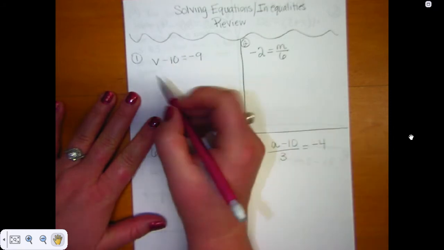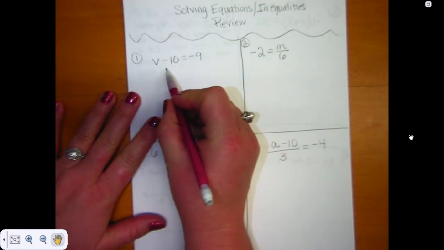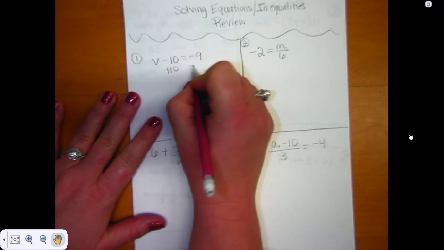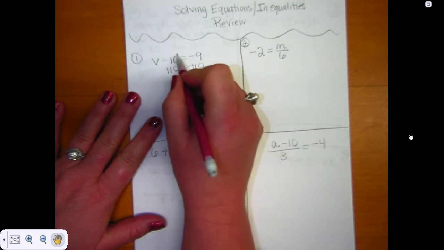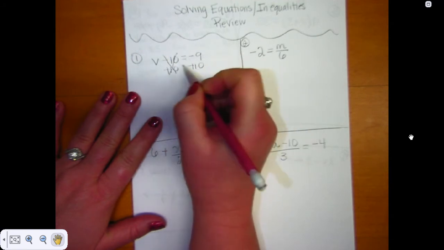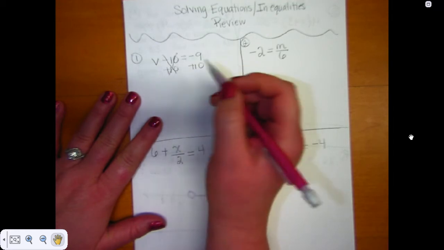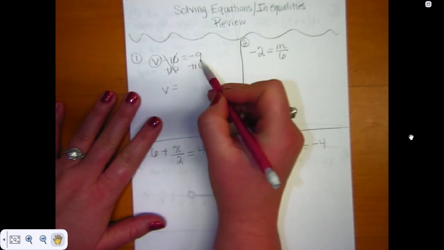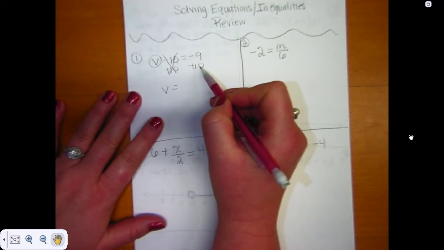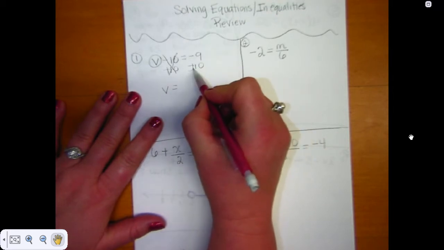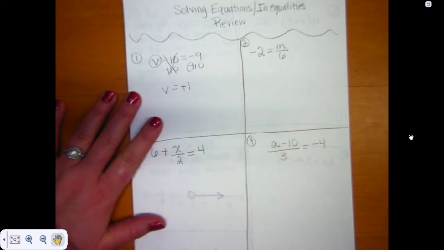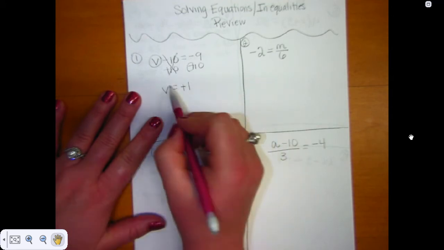So I'm going to do the opposite operation, which is the opposite of negative 10 is positive 10, and I need to do that to both sides. So that makes this one go away because it's an additive inverse. Negative 10 and positive 10 is equal to 0. That leaves me with v. And now I see I have a negative 9 and a positive 10. My signs are different, which means I'm going to subtract and keep the sign of the largest absolute value. So my answer will be positive 1. So v is equal to positive 1.